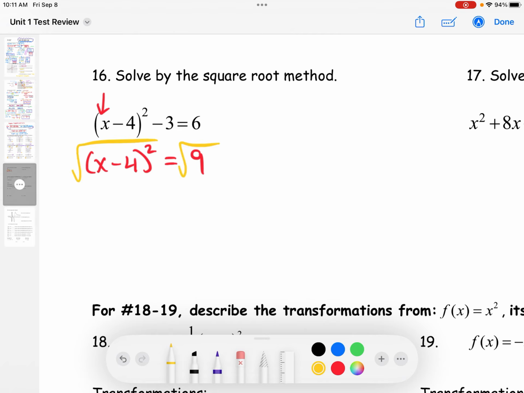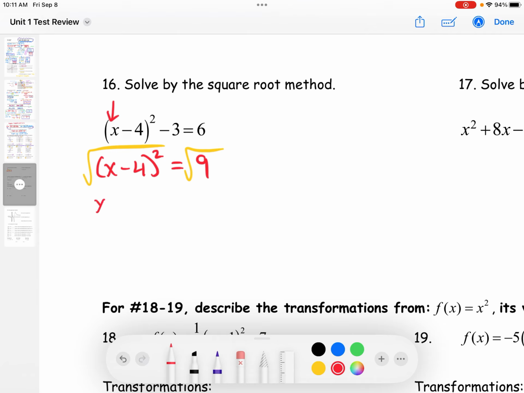Then we need to get rid of that square. So we'll take the square root of both sides. Square and square root undo. So that's x minus 4 equal to, the square root of 9 is 3. And since we took the square root, it is a plus or minus 3. Now, we need to add 4 on the other side.